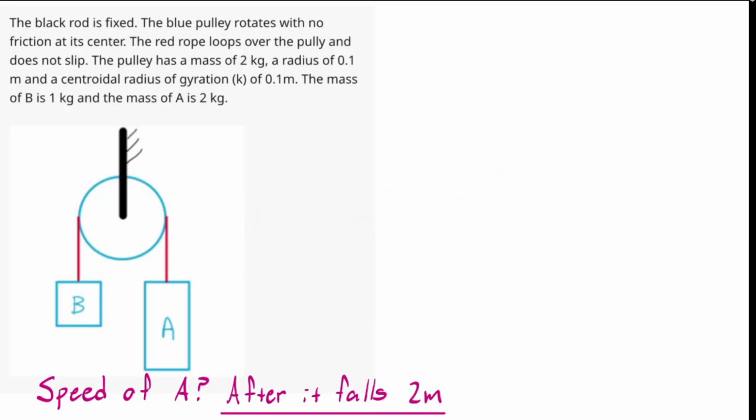We want to find the speed of A after it falls. Block A is going to be accelerating at some acceleration not given, and we're actually going to need to know that to figure out the speed eventually. We need to find an acceleration, but we're not given any acceleration. That's a giveaway. We're going to start using free body diagrams. Let's create some free body diagrams of A and of B, or whatever else we need.